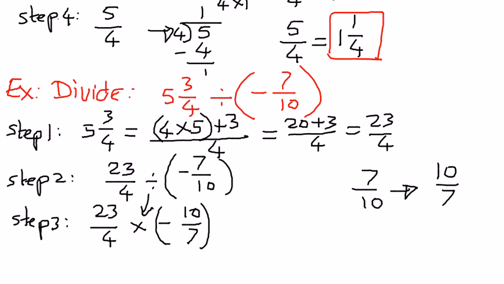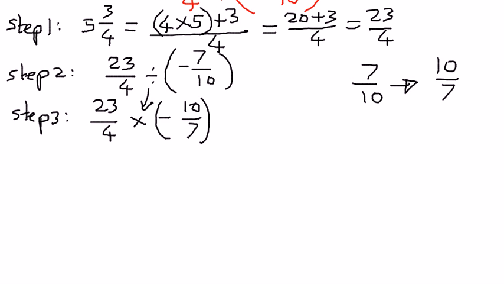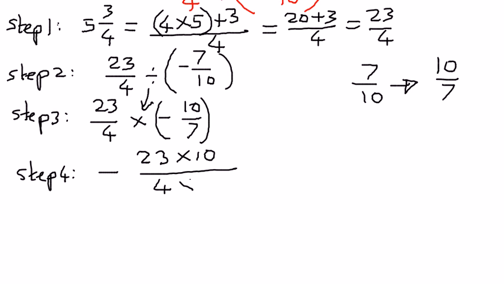So the way we can write this one is as follows. Let us write it as step number 4. In step number 4, we're going to simplify the signs. Positive times negative is a negative, and then we multiply the numerators. 23 times 10 divided by 4 times 7, like that.